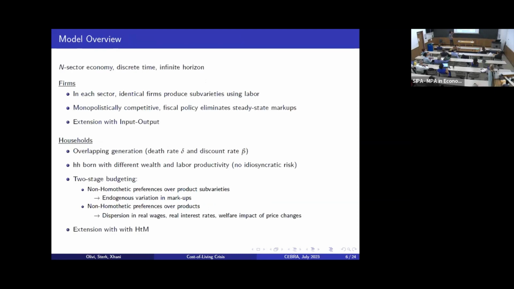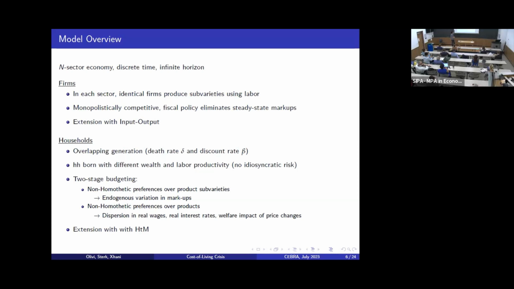Okay. So I'm going to give an overview of the model, and the idea is really to have the simplest model possible to try to answer this question. It's a multi-sector New Keynesian model. On the firm side, it's pretty standard. We are going to have K different products, and for each product, we basically have a mass one of identical firms that are going to produce identical sub-varieties of this product. They are going to be monopolistically competitive. But in steady state, the price of all the sub-varieties is going to be equal. And to simplify a bit and avoid reallocation issues, we're going to have that in steady state, fiscal policy eliminates all the markups, so the steady state is going to be efficient. We have an extension with input-output, but I'm not going to talk that much about it today.